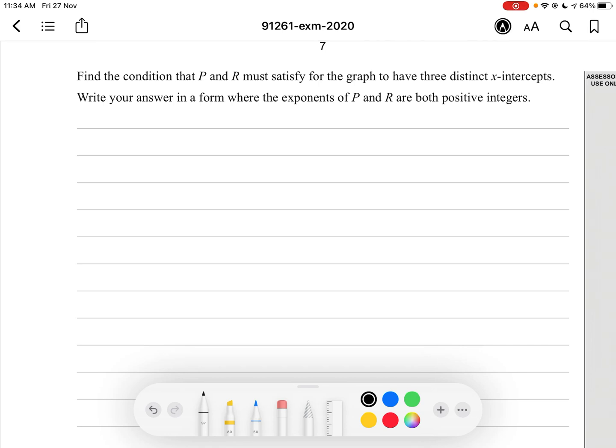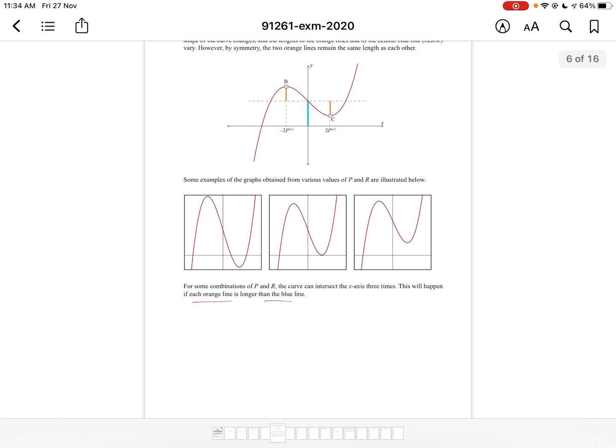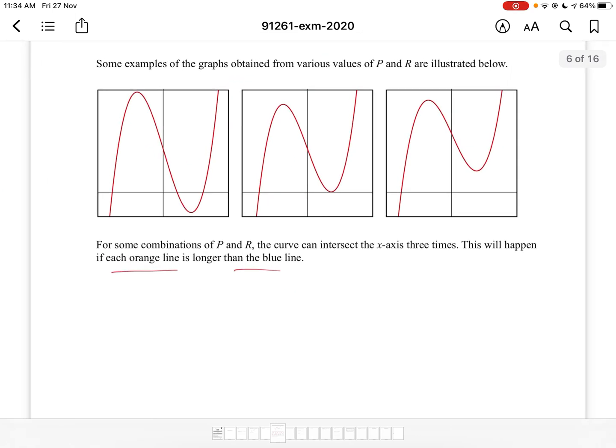Alright, so for this question, we're going to be writing down our initial formula again. So that's y equals x cubed minus 12px plus r. I heard some people were trying to factor this into 3 brackets and doing a lot of very complicated things, but there's really no need, since the question tells you some very useful information. Since the question tells you that there are going to be 3 distinct intercepts at the x-axis if the orange lines are longer than the blue lines, all we need are equations for the length of the blue line and the lengths of the orange lines.